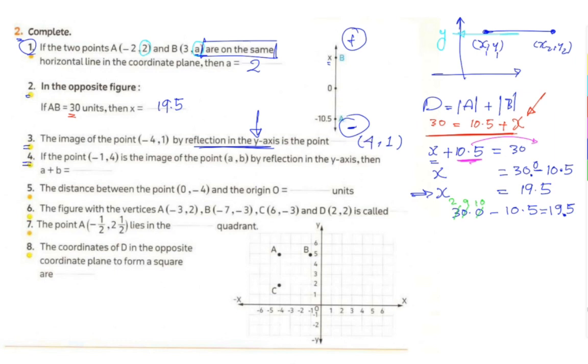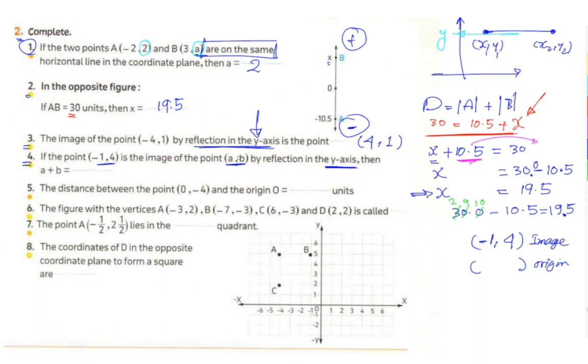Okay, next question 4. If the point negative 1 and 4 is the image of the point A and B. So A and B is the origin point and negative 1 and 4 is the image by reflection on the y-axis. Then A plus B is what? Don't forget the image and the reflection and the origin. That's the same. Because if you have the image is negative 1 and 4, that's the image by reflection. I need to find the origin point.